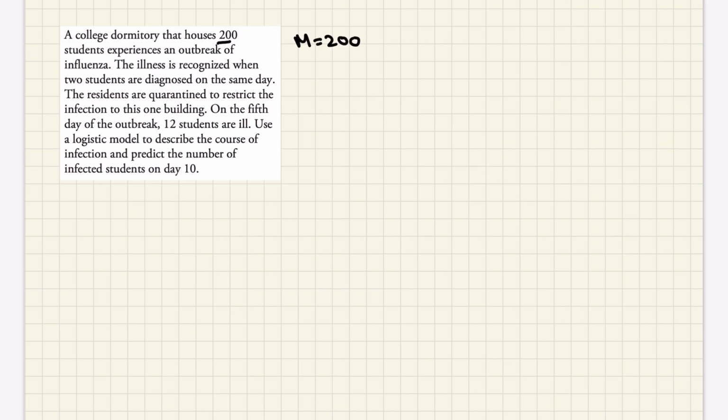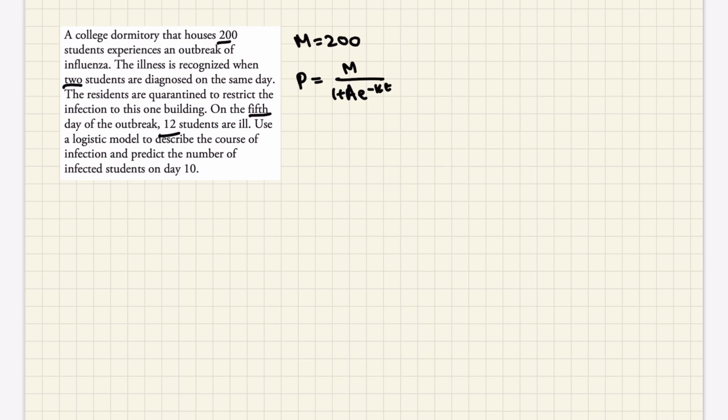Now, we have 2 points. On the first, 0th day, technically, there are 2 students. That's the initial population. And on the 5th day, there are 12 students. So we know the equation is going to be P is equal to M over 1 plus Ae to the power of negative kt. I'm not deriving it here because I did it a little while ago.